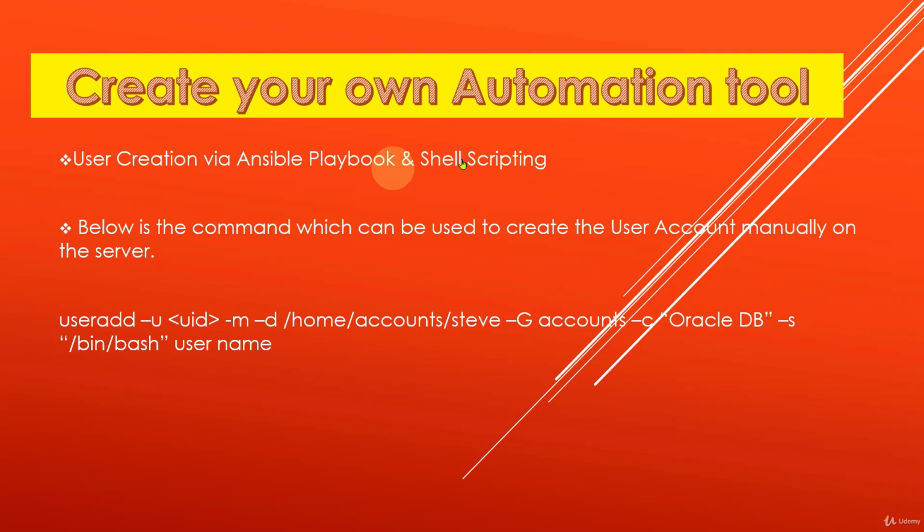Below is the command: useradd, -u is the UID, -m is for the home directory, capital -G is for the secondary group, small -g is for the primary group, -c is for the comment, like if it is an Oracle DB application user or Unix admin, -s is for the shell, and then the username. So this command can be used to create the user account manually on the servers.